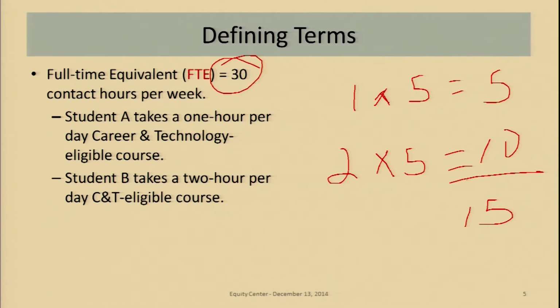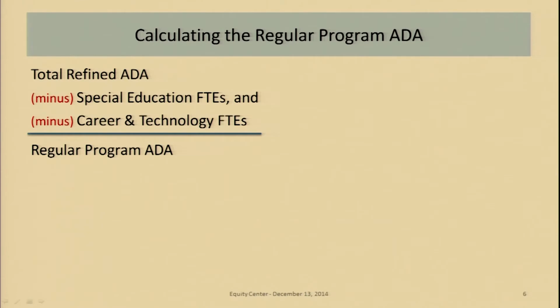So you take the 30 and divide by that. 15 divided by 30 is 1/2, 0.5. So those 15 contact hours means that you have a half FTE. If you had other students, whenever you get to a total of 6 hours a day times 5 is 30, that's 1 FTE.